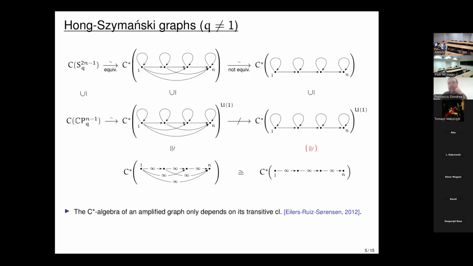Francesco, can you define transitive closure, please? What, sorry? Can you define transitive closure? I will define it, later I will use it for relations. Here I don't want to define it because it's quite tricky for amplified graphs.